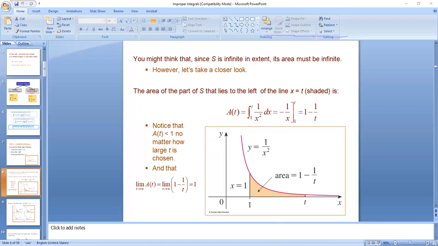Why it's not right? Because you're going to apply the concept of how you will evaluate improper integral. So this is how you do it. Let me just put this down. Now, the area of the part of S that lies to the left of the line x equal to t, this one is shaded. This is the shaded part. So remember a while ago, we said that the integral from, let's say, 1 to infinity or 0 to infinity is equal to the limit of that integral evaluated from 0 to t as t approaches infinity. So we will apply it here.